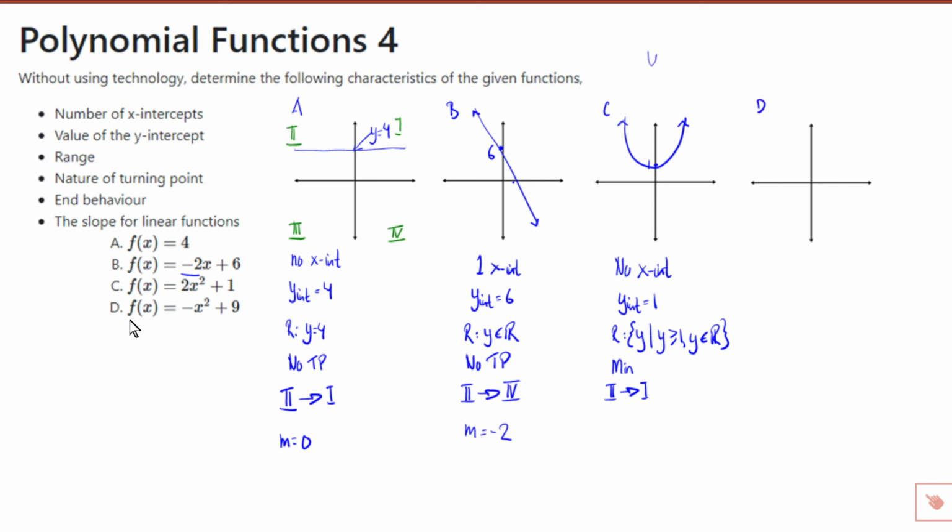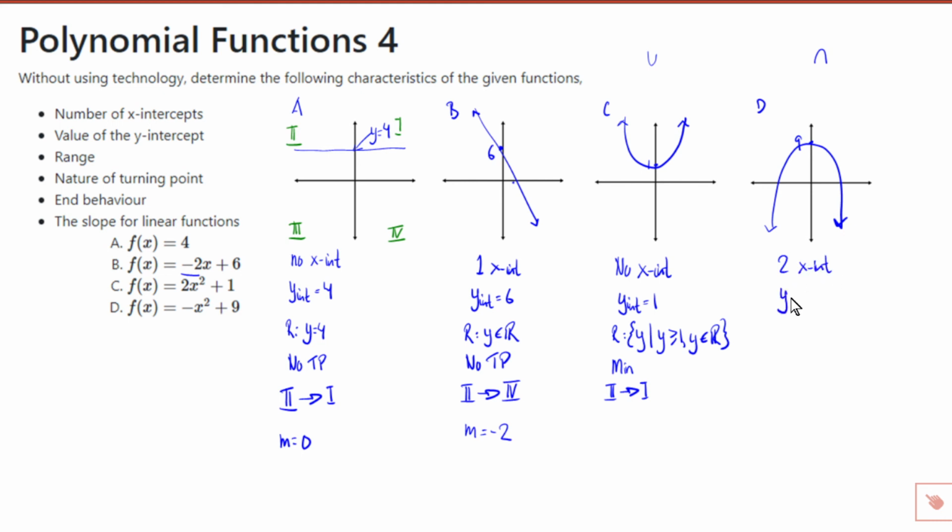D, f of x equals negative x squared plus 9. Again, it's a quadratic function. Because the coefficient in front of the x squared term is negative 1, it means it's going to open down this time, something along this line. The y-intercept is going to be positive 9, so it's up here. It opens down this time. So it has two x-intercepts.